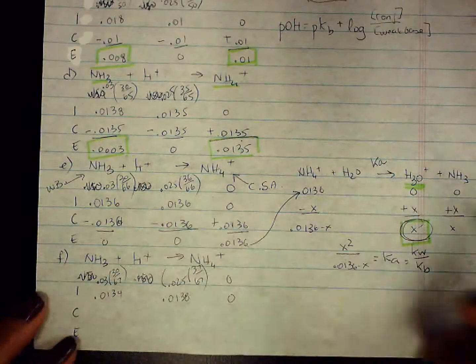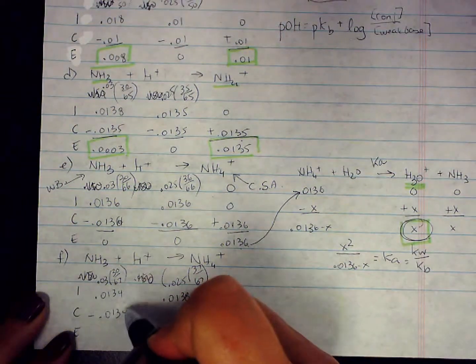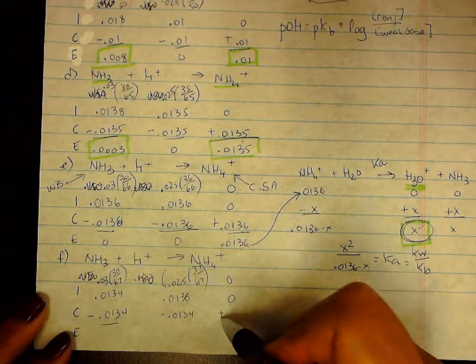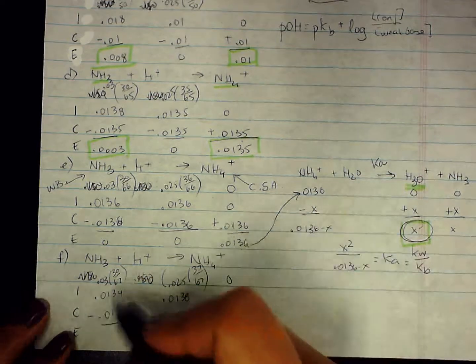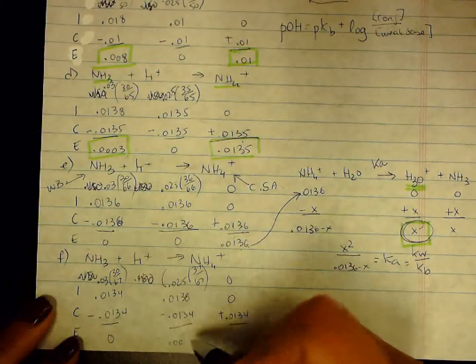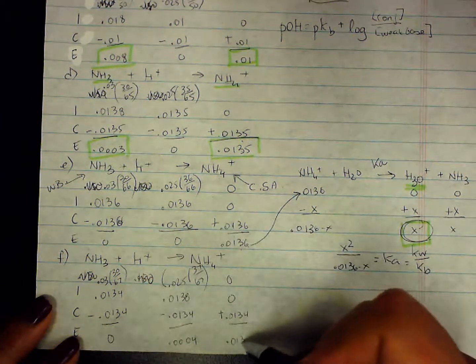Oh no, this is even better. Oh, I like this one. This one's easy. Alright, so my limiting reactant is the ammonia, so I'm going to subtract 0.0134. I'm going to subtract 0.0134. I'm going to gain 0.0134. Alright, I have no ammonia present at the end. I have 0.0004 underneath the hydrogen ion column, and then I have 0.0134 under the ammonium.